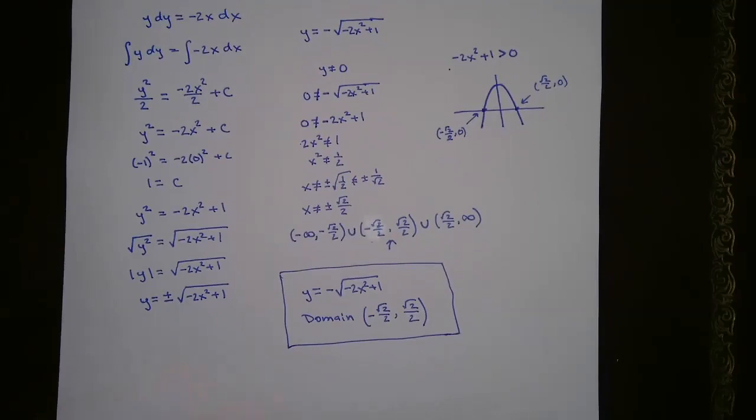All right, so let me slide that up so you can see it. Okay, so y is equal to negative square root of negative 2x squared plus 1. Domain is negative square root of 2 over 2, 2 square root of 2 over 2.